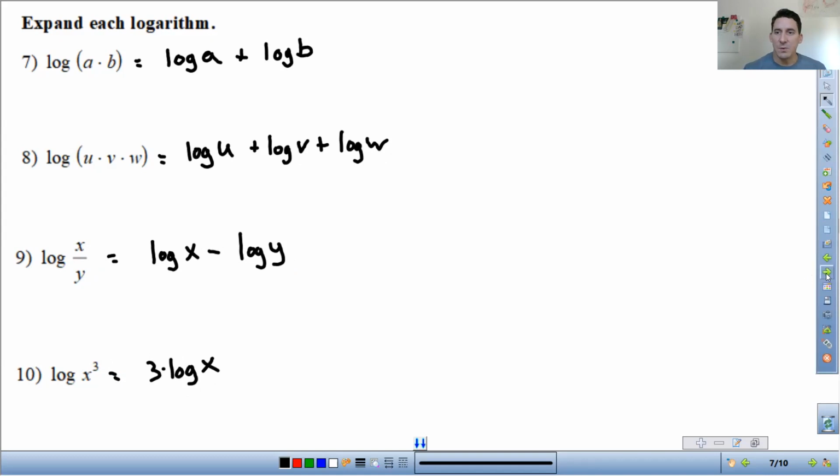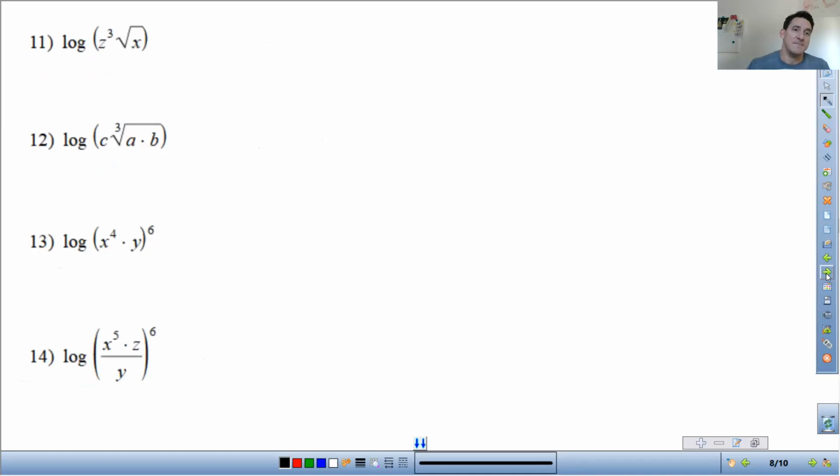Let's look at some examples where we're combining all those things into one problem. First of all, I'm going to expand this. So this is log of z cubed times the square root of x. I'm going to expand that into two logs. So the product is going to be log of z cubed plus the log of the square root of x. And I'm going to take one more step, which will make this a little bit easier for us.